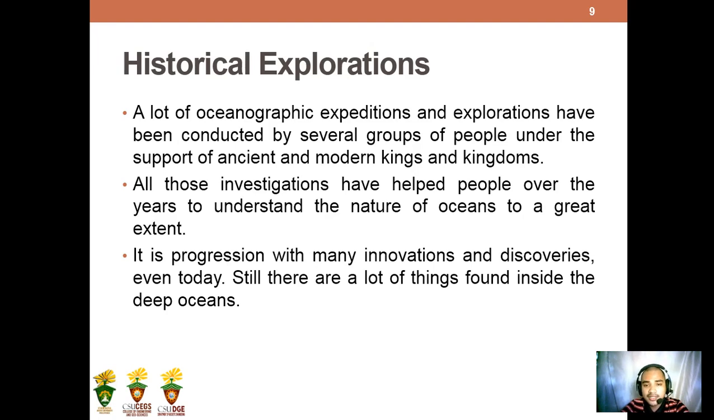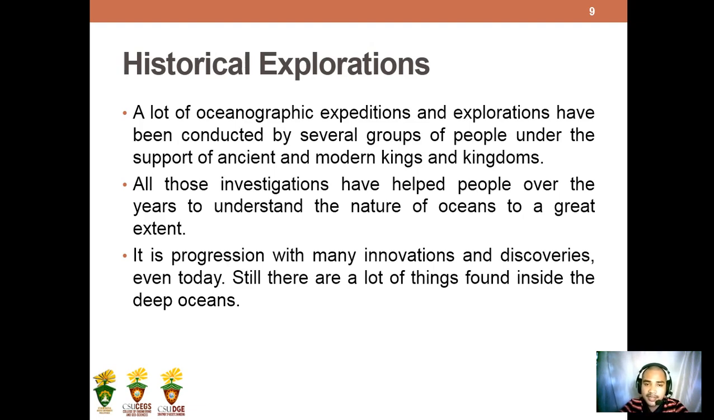These expeditions depended on the country that supported the expeditions and explorations. And all those investigations have helped people over the years to understand the nature of oceans to a great extent. Based on their observations from those explorations and expeditions, they could come up with a conclusion. For example, when they returned to their place, having gone around the earth, they could say that the earth is really round and not flat.